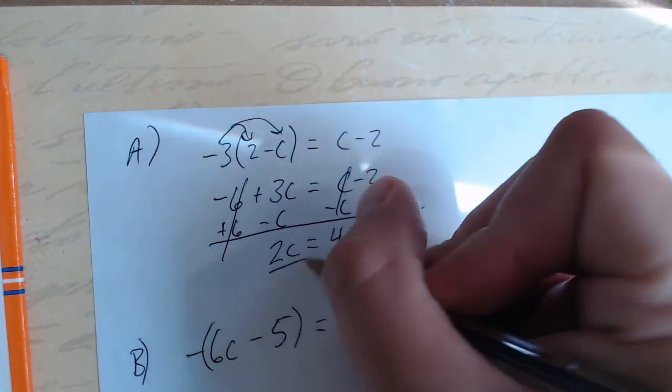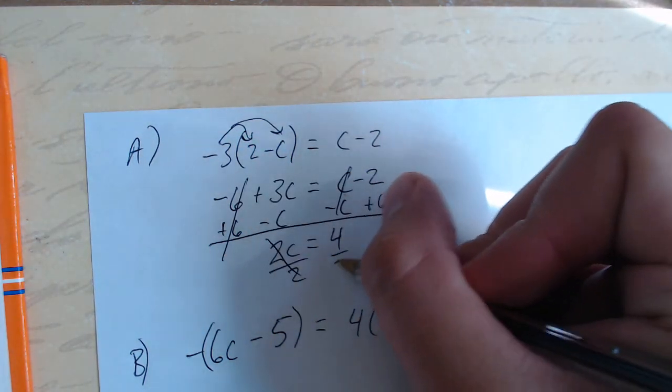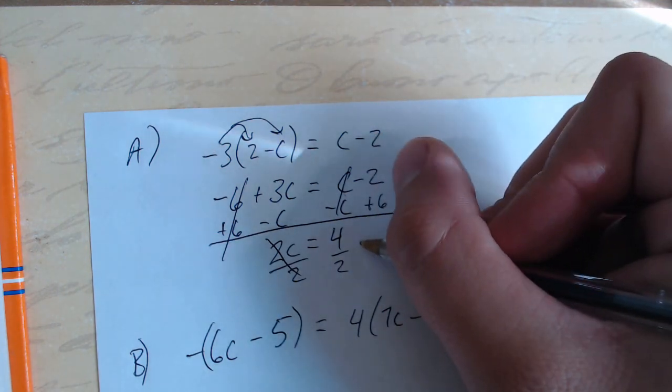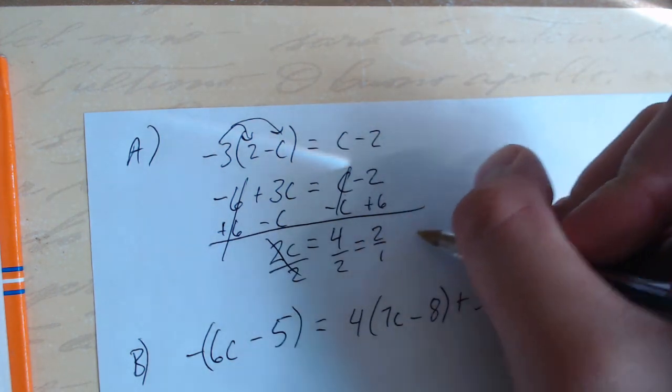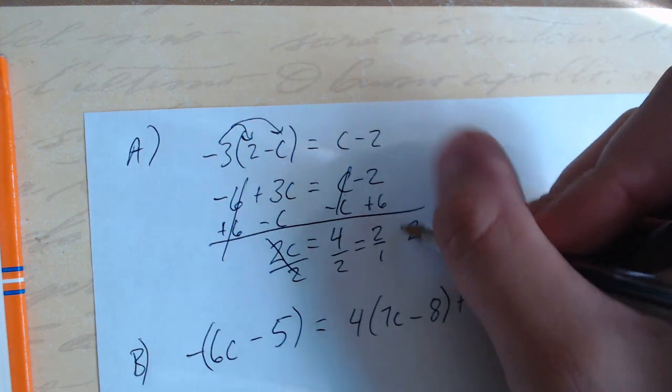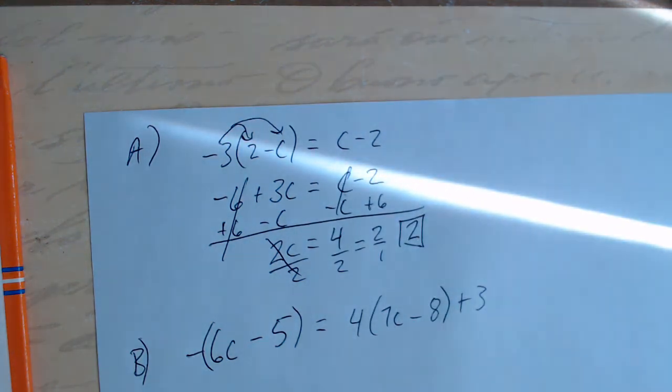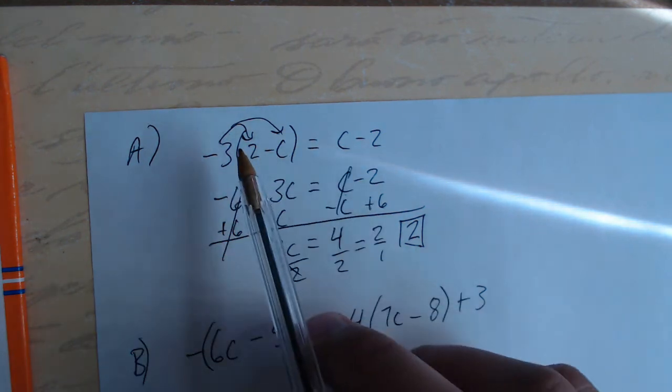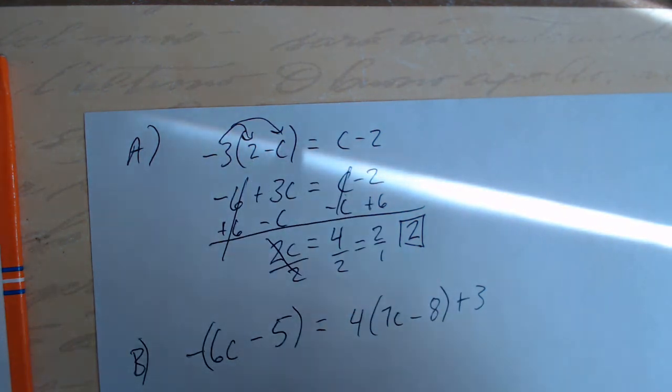Last step is to divide by the coefficient of 2. And then c equals 4 over 2, or that reduces to 2 over 1, which is just simply 2. And that's our final answer. So these equations really aren't that different. We're just adding an extra step at the beginning, which is to simplify the parentheses.